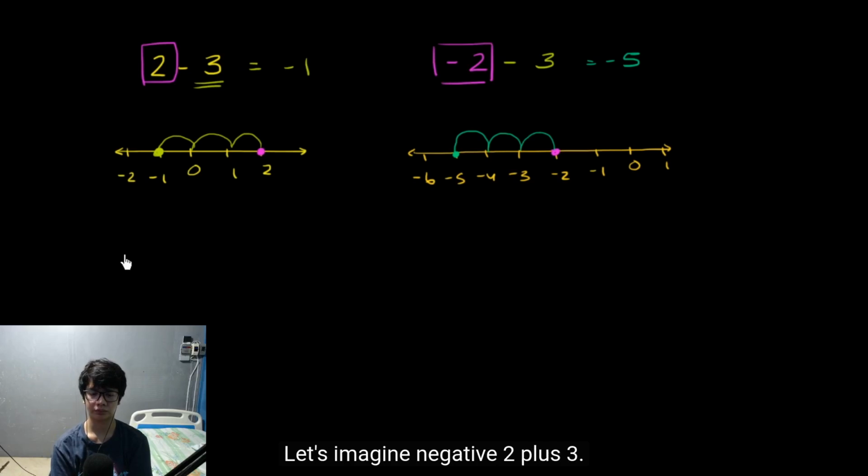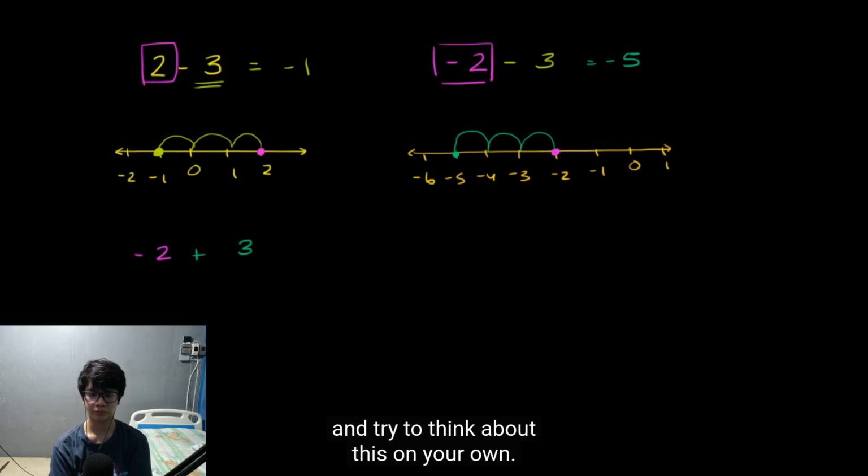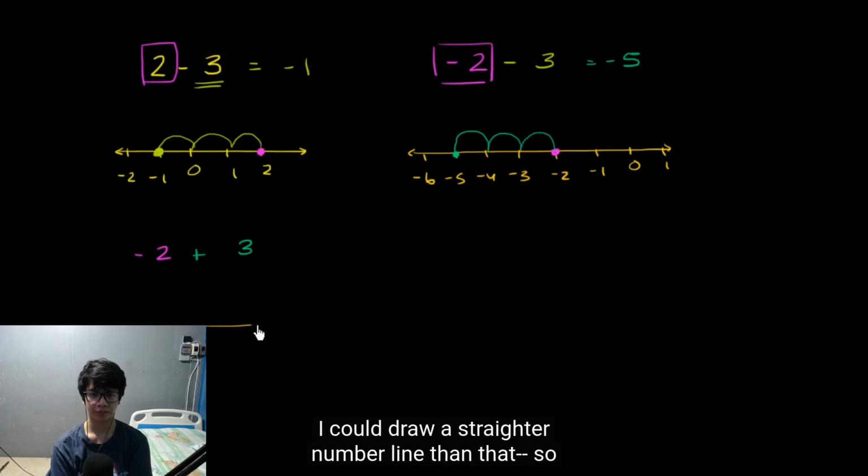Let's imagine negative 2 plus 3. And I encourage you to pause this video and try to think about this on your own. So we draw the number line again. I could draw a straighter number line than that.